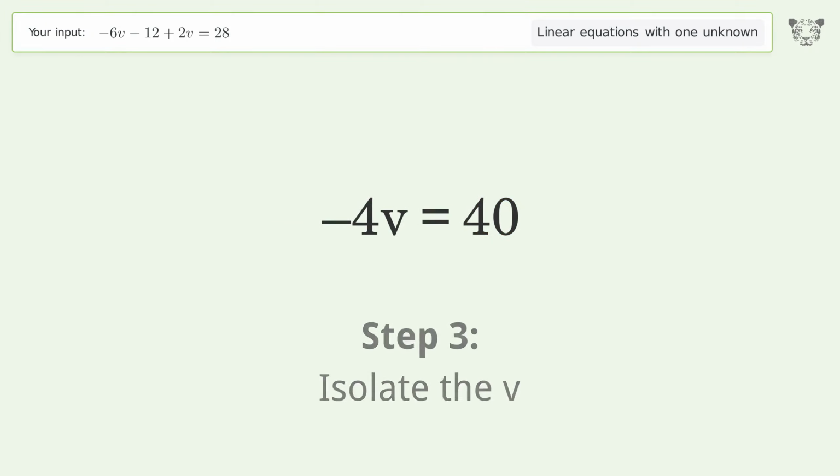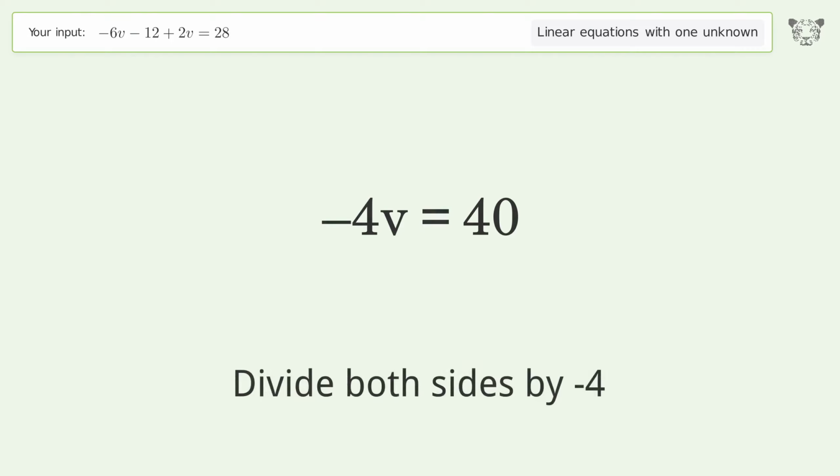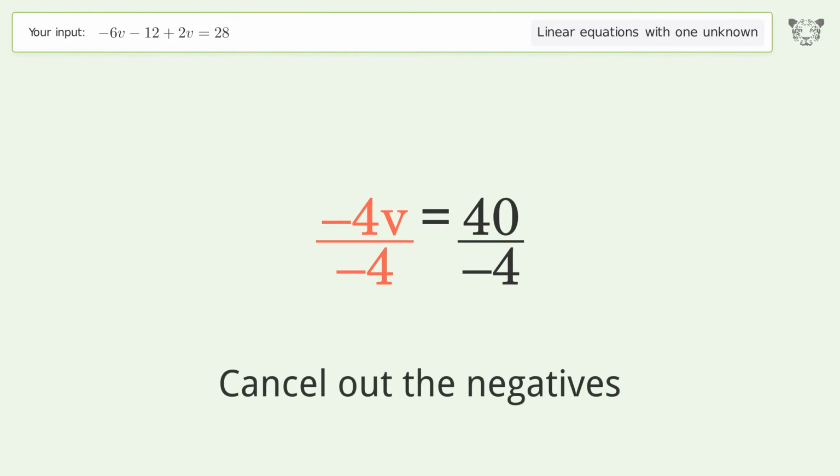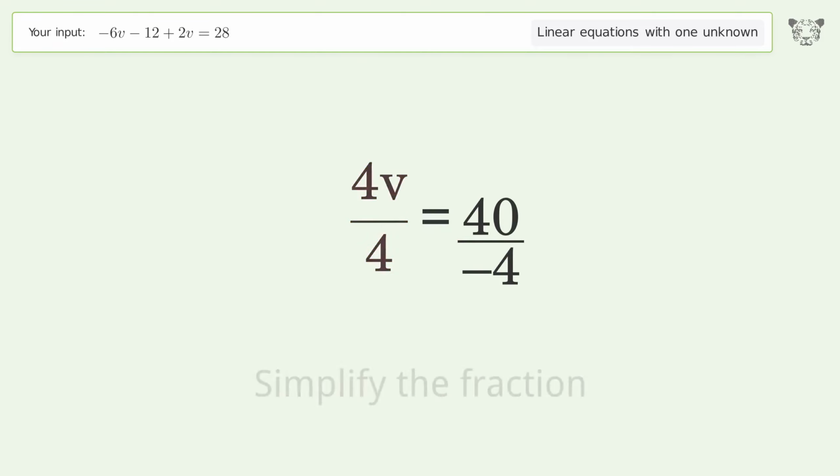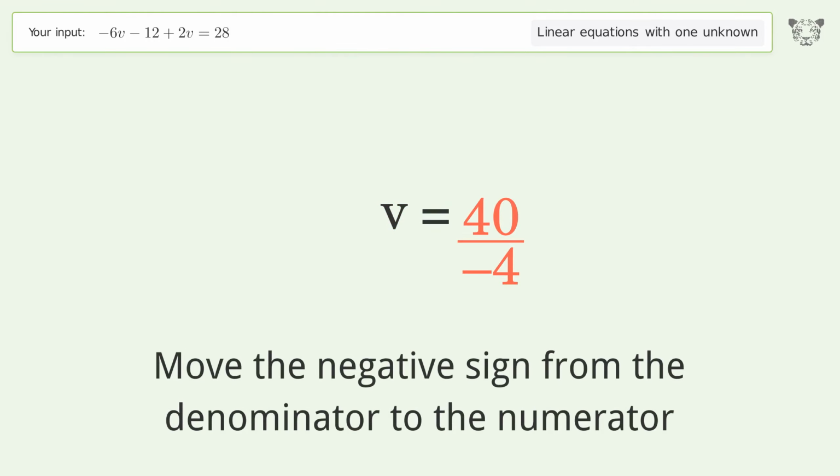Isolate the v. Divide both sides by -4. Cancel out the negatives. Simplify the fraction. Move the negative sign from the denominator to the numerator.